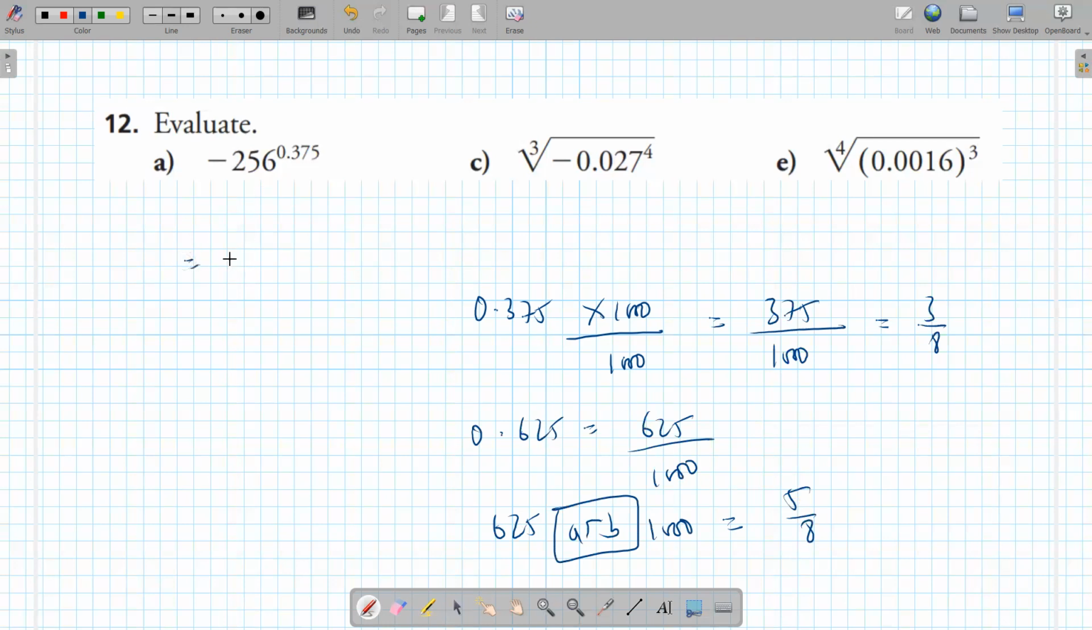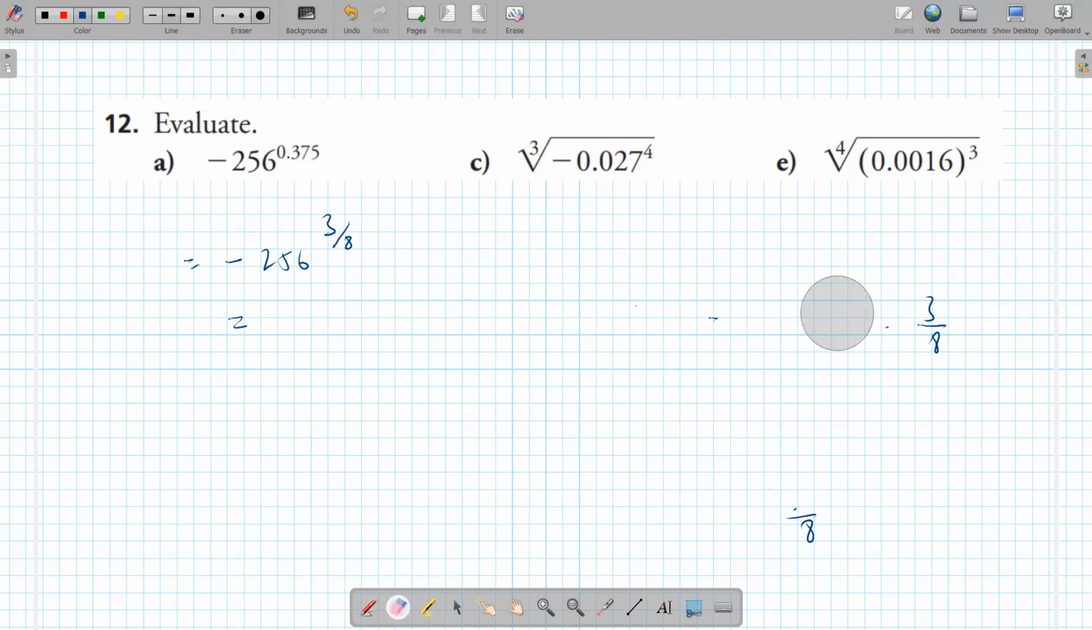So we know this thing is negative 256 to the power of 3 over 8. Now, does that negative sign apply to the 3 or the 8? No, it does not. That's outside. So what do you do here? You do negative the 8th root of 256 to the power of 3.